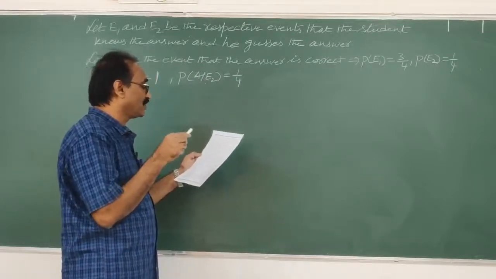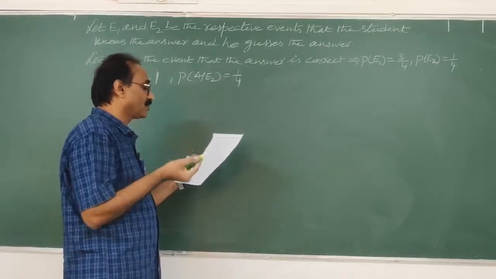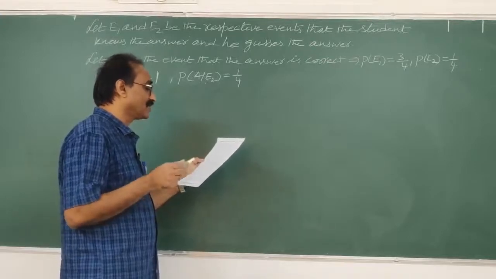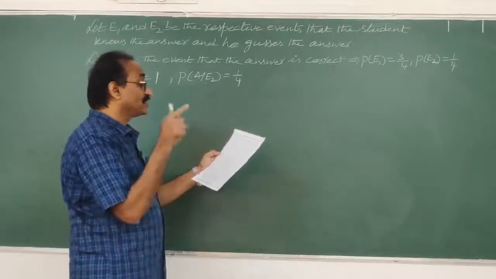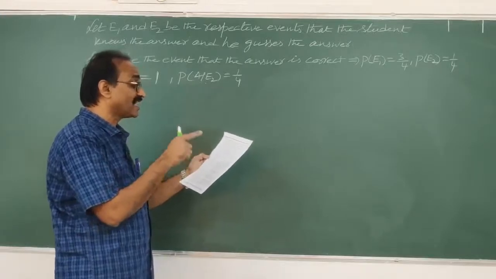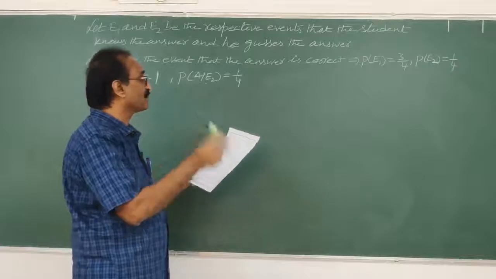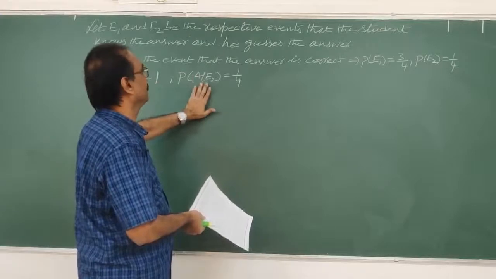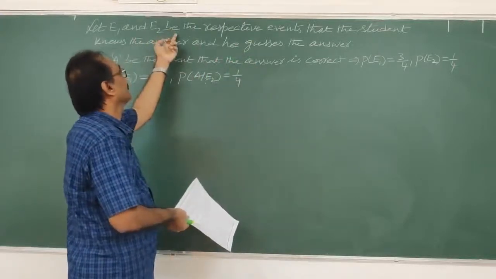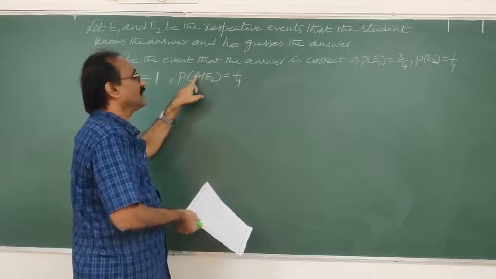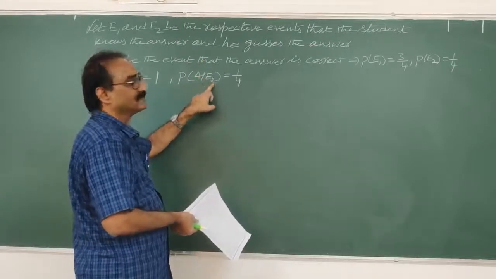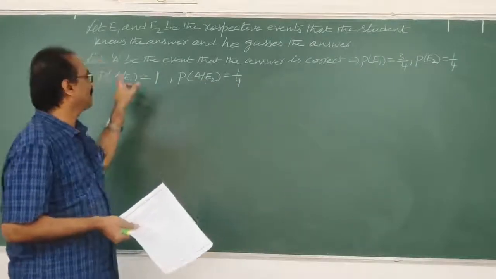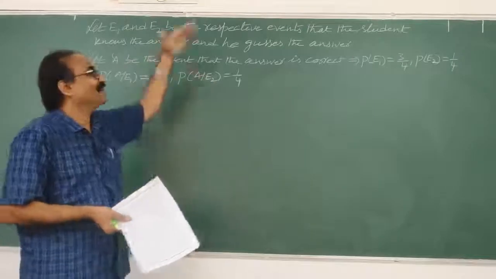Let 3 by 4 be the probability that he knows the answer and 1 by 4 be the probability that he guesses. Assuming that a student who guesses the answer will be correct with probability 1 by 4. Guessing is the second event, A is the correct answer, correct answer after guessing, so the probability given is 1 by 4. Whatever statement is given, you should write these three.